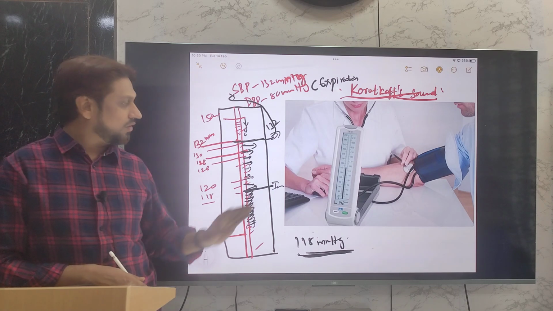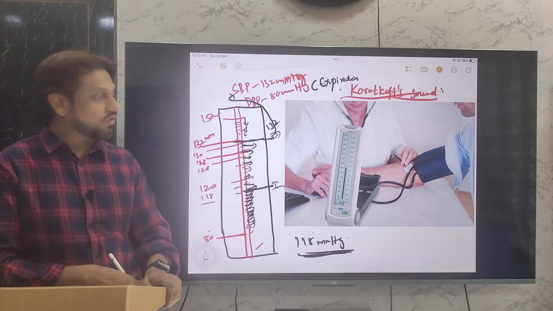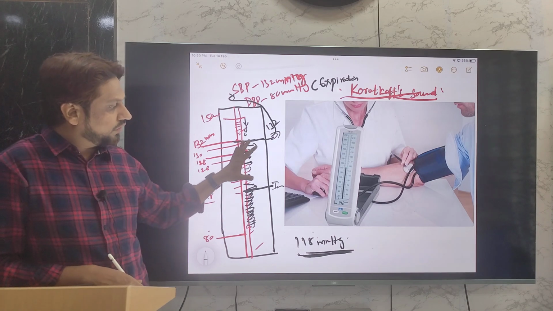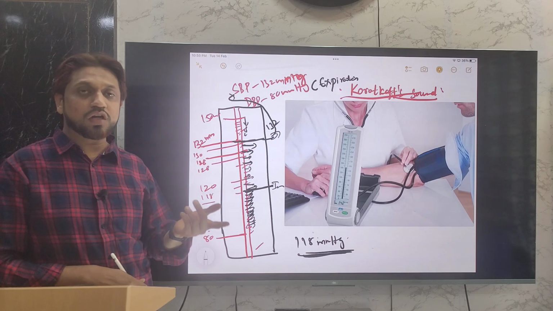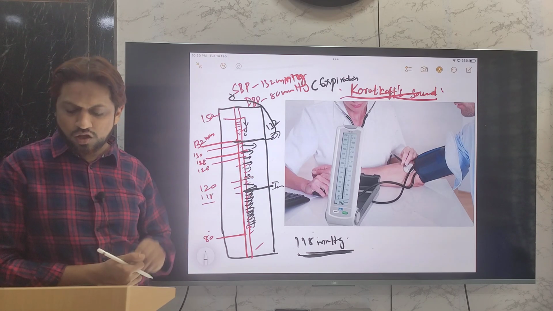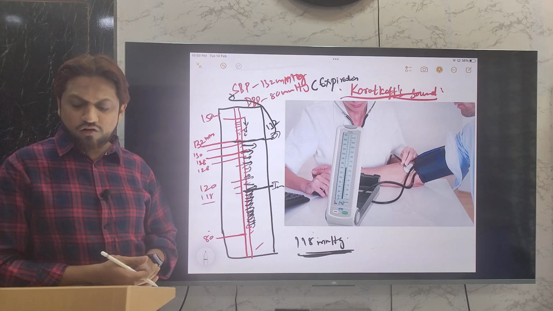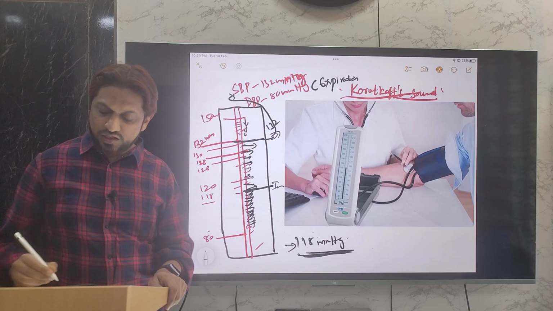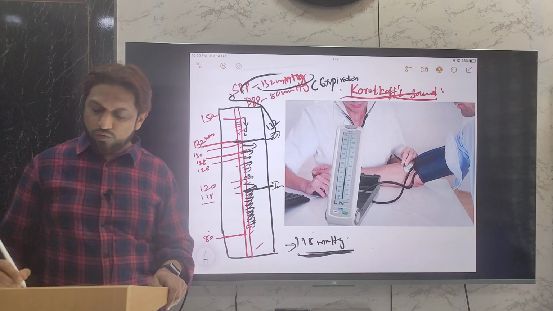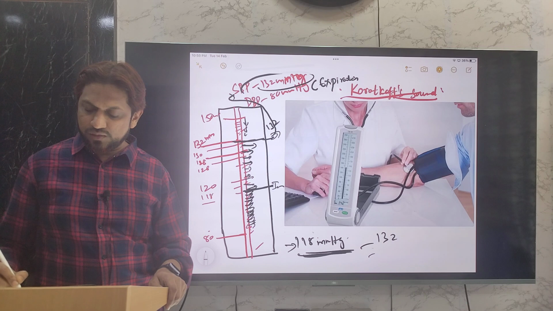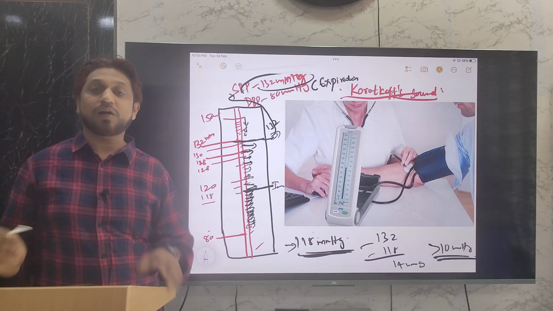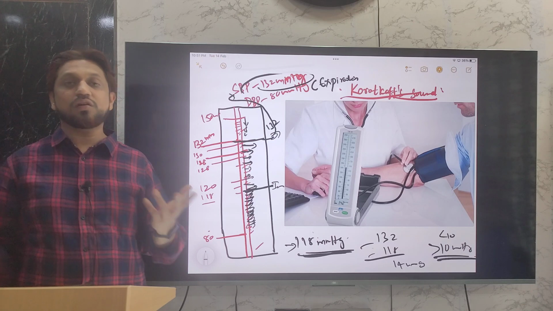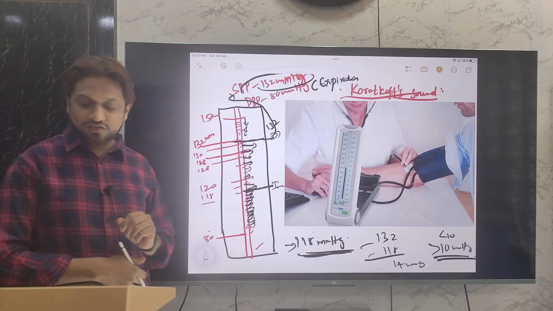There is a gap in a normal person also if you record during inspiration, but the difference between the systolic blood pressure during expiration and during inspiration will be very small. You can also make it out with pulse oximetry, but this is the way of measurement. If during inspiration it is 118 and during expiration it is 132, then 132 minus 118 is around 14 millimeter. Greater than 10 millimeter means Pulsus paradoxus. If it is less than 10 millimeter, it is a normal phenomenon. Hope the measurement is clear.